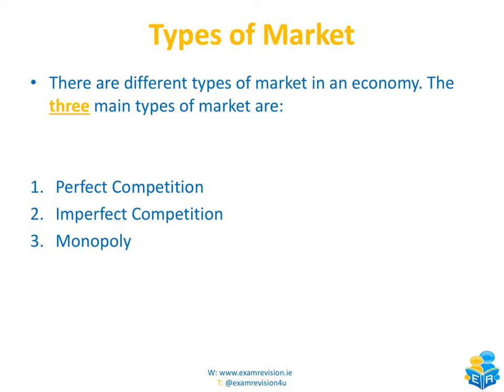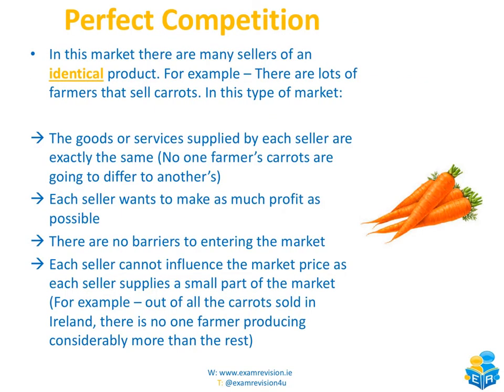And within physical and virtual markets, there are three main types of market. So there is a market called perfect competition, there's one called imperfect competition, and a third called a monopoly, and we will look at each of those. And the first which we will look at is the market of perfect competition. And in this market, there's many sellers of an identical product, right? So there's many people selling the same thing, and the thing that they are selling is identical.